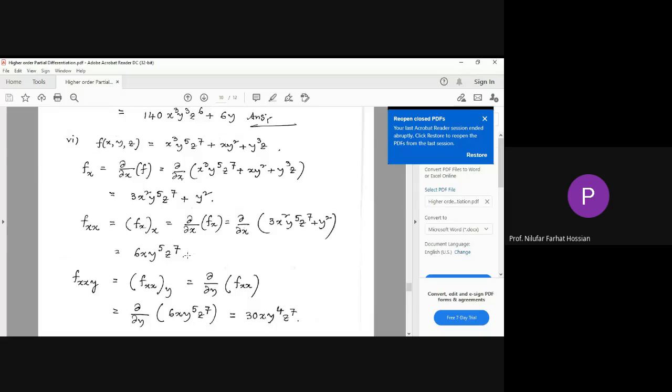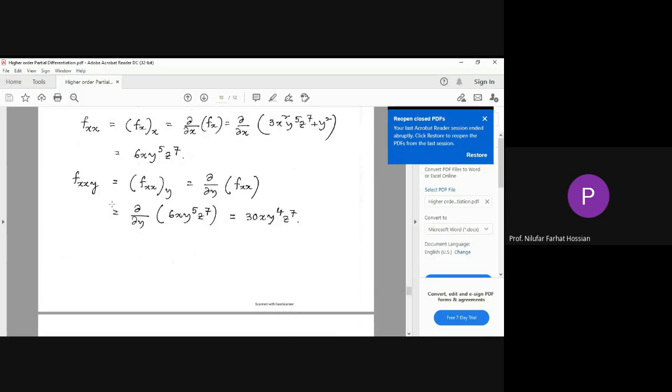Yes. Now, fxxy. So you have to perform the partial differentiation of fxx with respect to y. It means del del y of fxx. And fxx means this. So del del y of this whole thing.